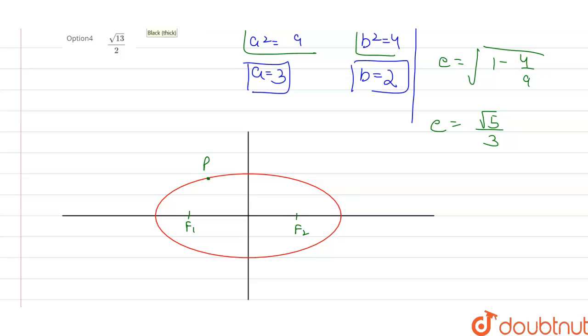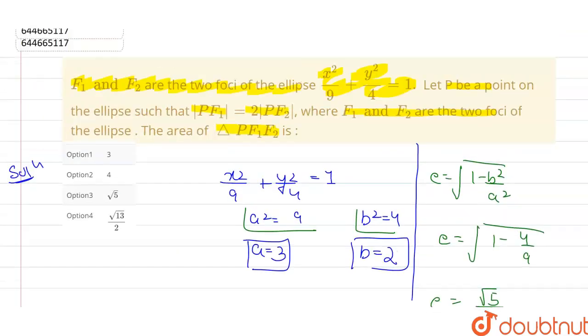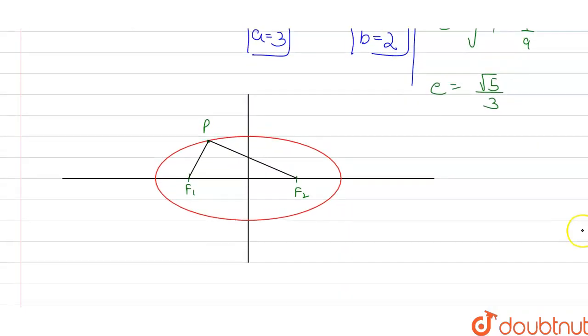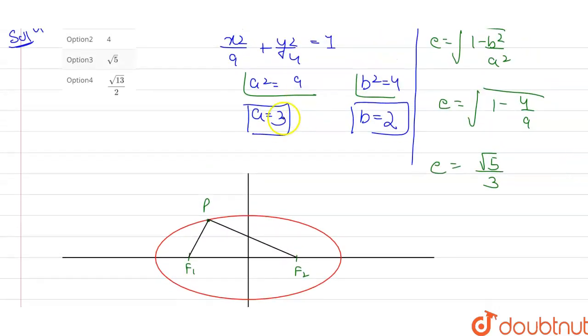I have a straight line from the point F1, and another from the point F2. Now I have these points P, F1 and F2, which form a triangle PF1F2, and the question says I have to find the area of this triangle. But first, I know the coordinates of F1 and F2. The F2 coordinates of the ellipse are AE comma 0. So what is the value of A? A is 3.